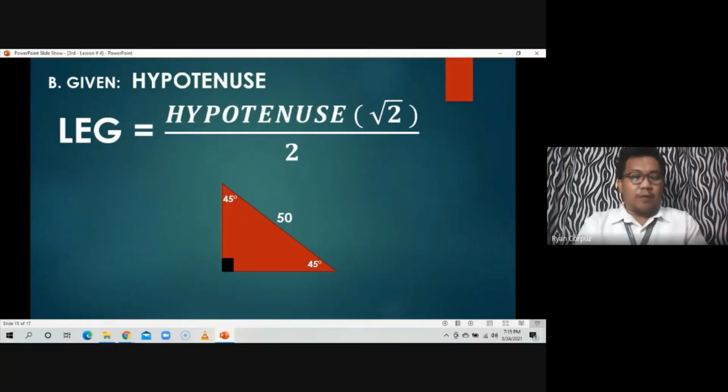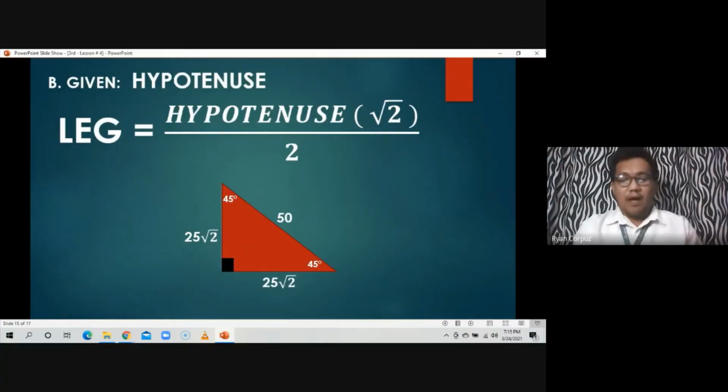So, we are going to find the measure of the leg. The rule says hypotenuse divided by 2, then multiplied by square root of 2. So, hypotenuse divided by 2 first, let's do 50 divided by 2. That would be 25. Times square root of 2 will come up with 25 square root of 2. So this also measures 25 square root of 2.